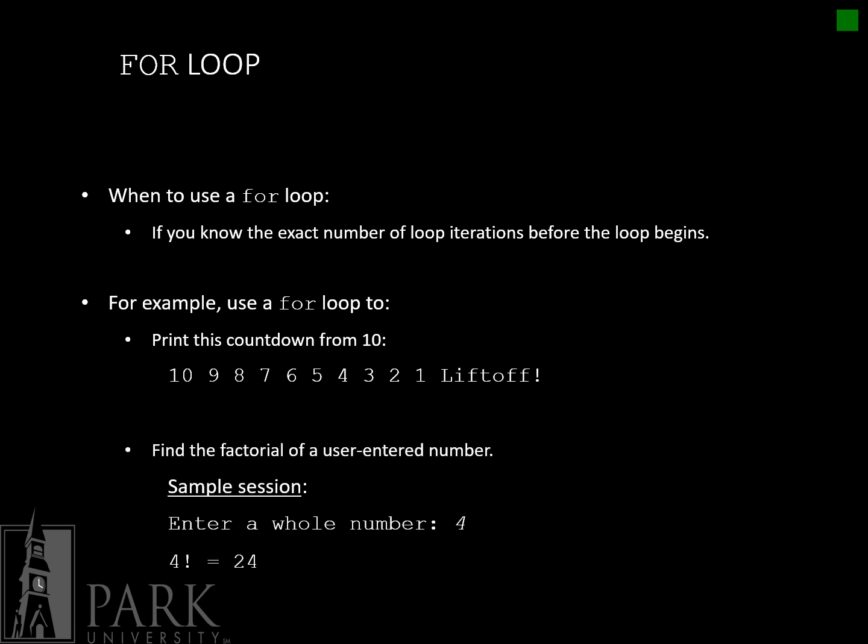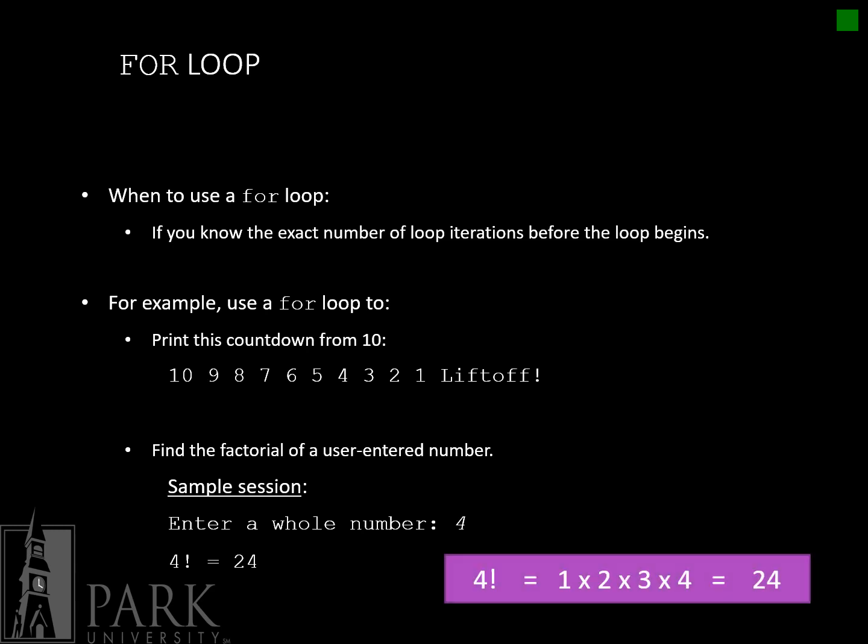And for those who may not remember what a factorial is, the factorial of a non-negative integer n, denoted by n exclamation or n factorial, is the product of all positive integers less than or equal to n. For example, 4 factorial is equal to 1 times 2 times 3 times 4, which equals 24. And the value of 0 factorial is 1, according to convention for an empty product.